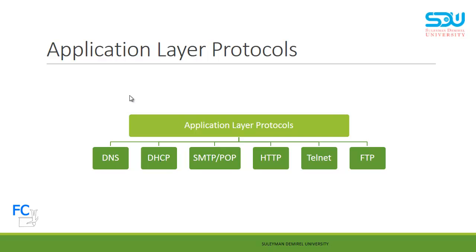Continuing the lesson with the application layer protocols. We have different types of application layer protocols, including the DNS, DHCP, SMTP, POP, HTTP, Telnet, and FTP protocols. Let's take a look at them one by one and describe them.